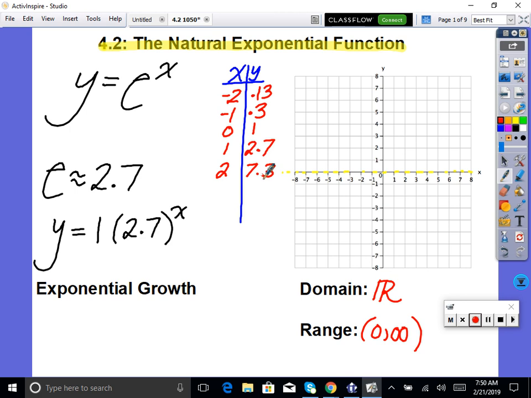Perfect. So looking at me grabbing these points, we're going over -2 up a teeny bit, over -1 up a little bit more, over 0 up 1, over 1 up 2.7, over 2 up 7.3. So there's our exponential function. Super easy stuff. Since 2.7 is greater than 1, that would make sense that this is exponential growth. Any questions on e? Pretty straightforward.